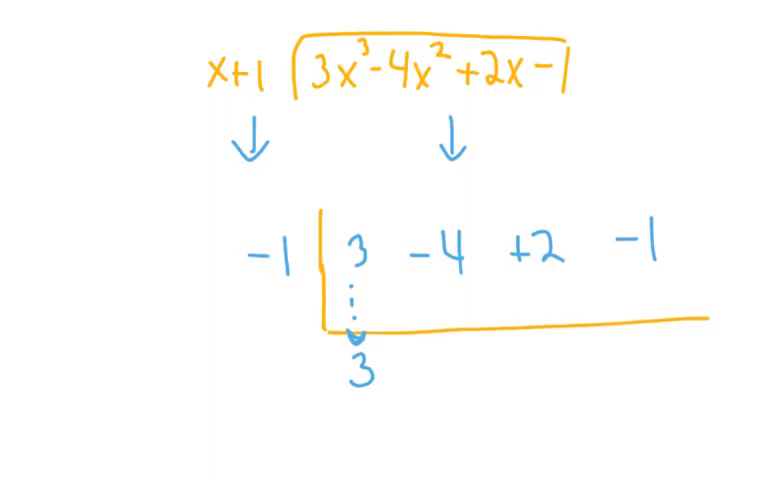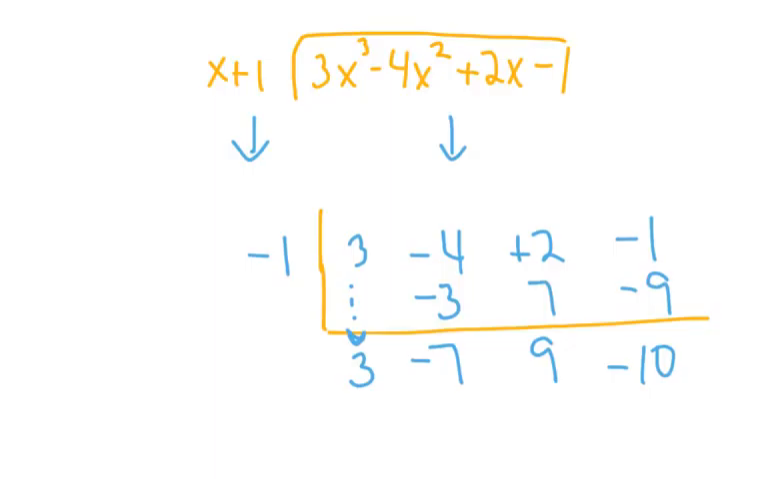We can start multiplying. A -1 times a 3, I already brought down my factor, is a -3. Now we add those two things together. -4 plus a -3 is a -7. -7 times a -1 is a +7, and we add together to get 9. 9 times a -1 is a -9, and we add together to get a -10.